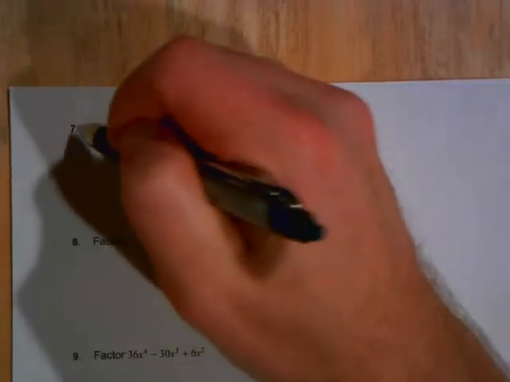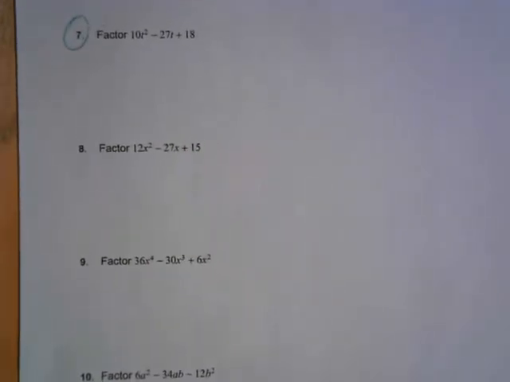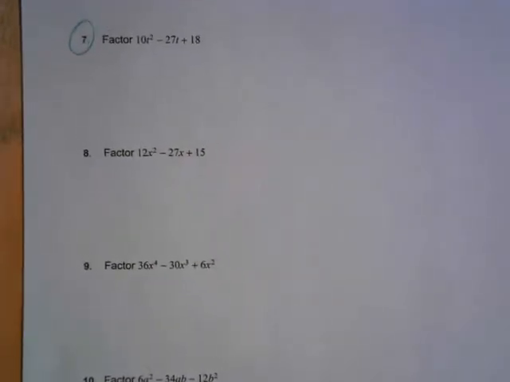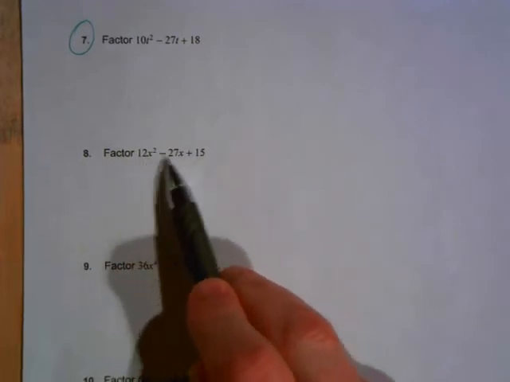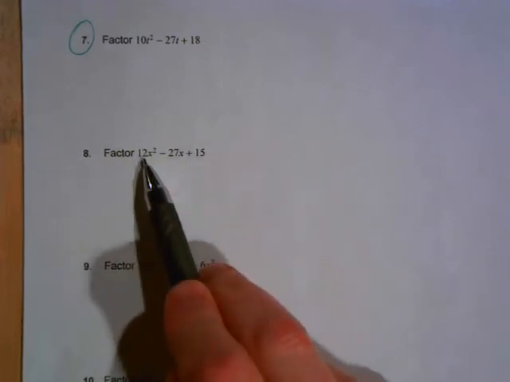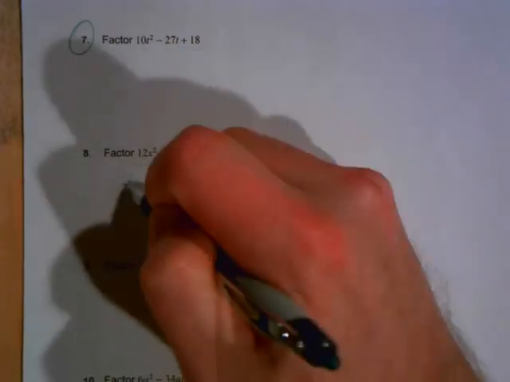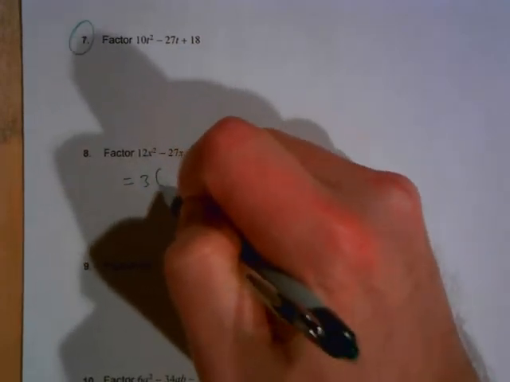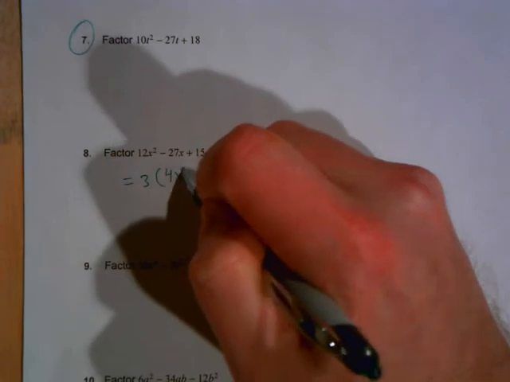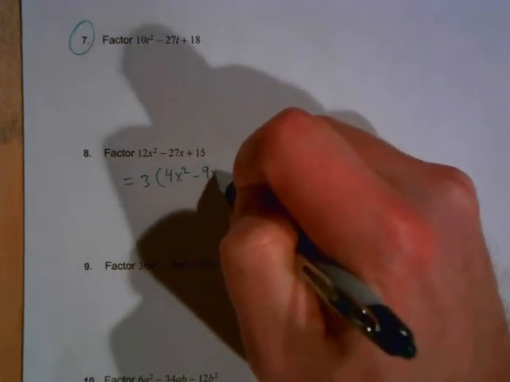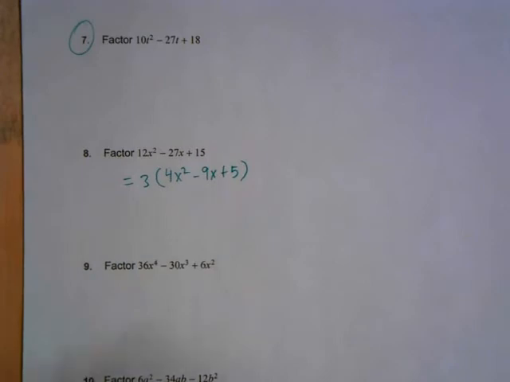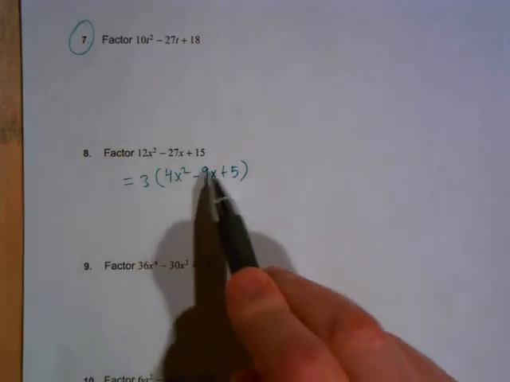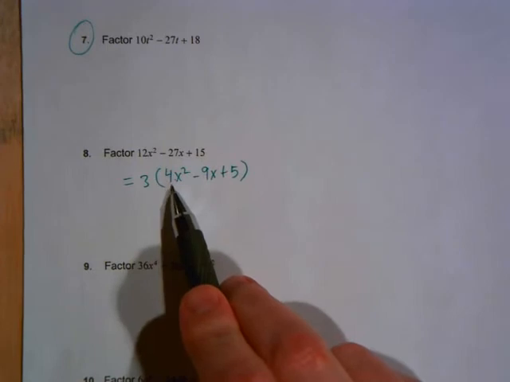Okay, number 7. Good one for you to try. The last thing that shows up in this section. Sometimes we have trinomials where we do have a greatest common factor. For example, greatest common factor here is the number 3. So I pull out the 3. I'm left with 4x squared minus 9x plus 5. But I notice I still have a trinomial left, and I do not have the number 1 in this front position.